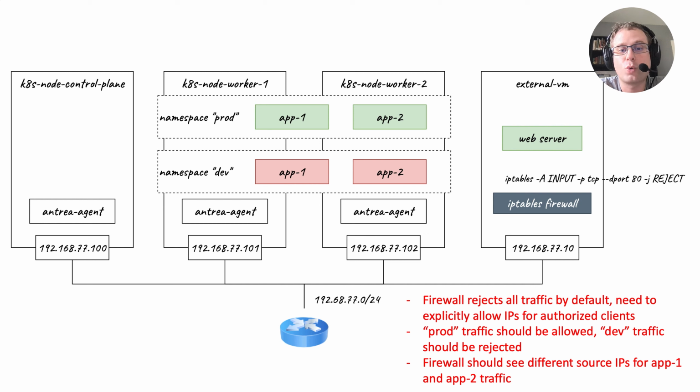Finally, we're going to add one more requirement. We want the firewall to see different source IPs for App1 traffic and App2 traffic. This way, when network admins look at the access logs for the firewall, they should be able to tell the difference between App1 traffic and App2 traffic.